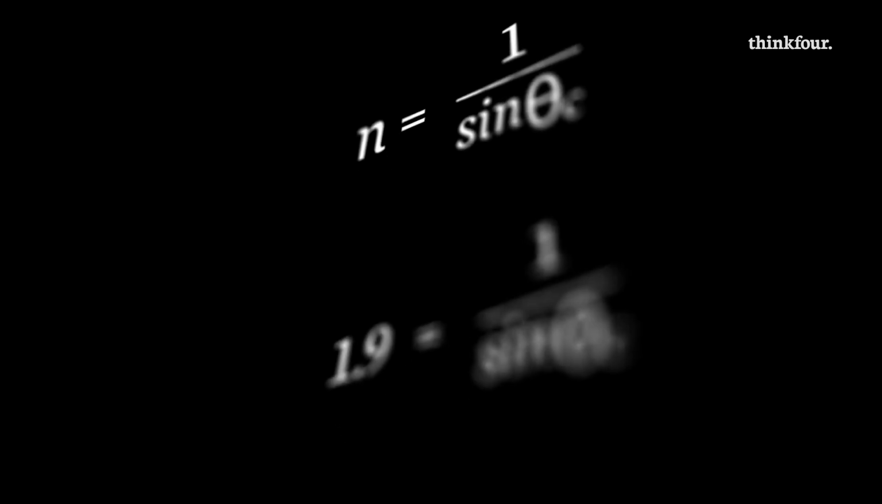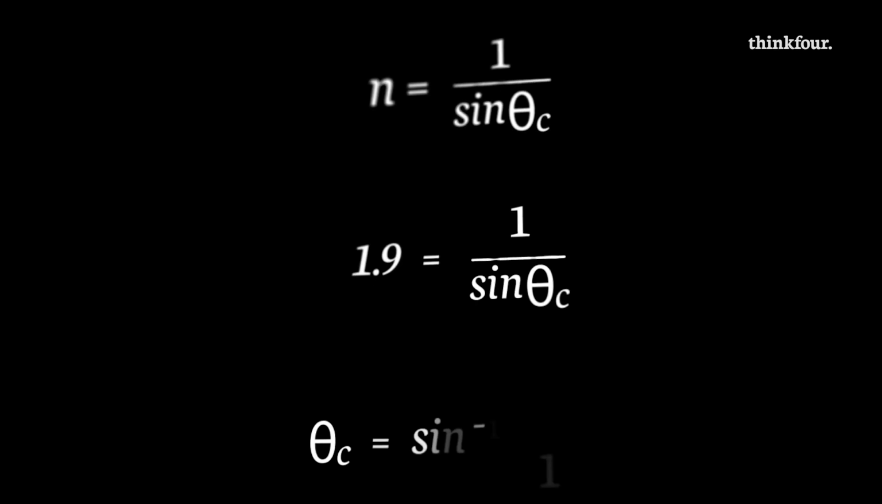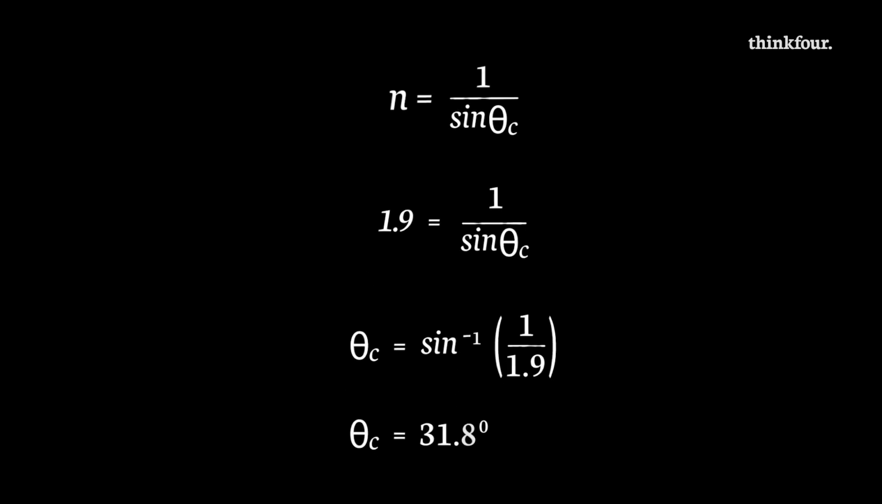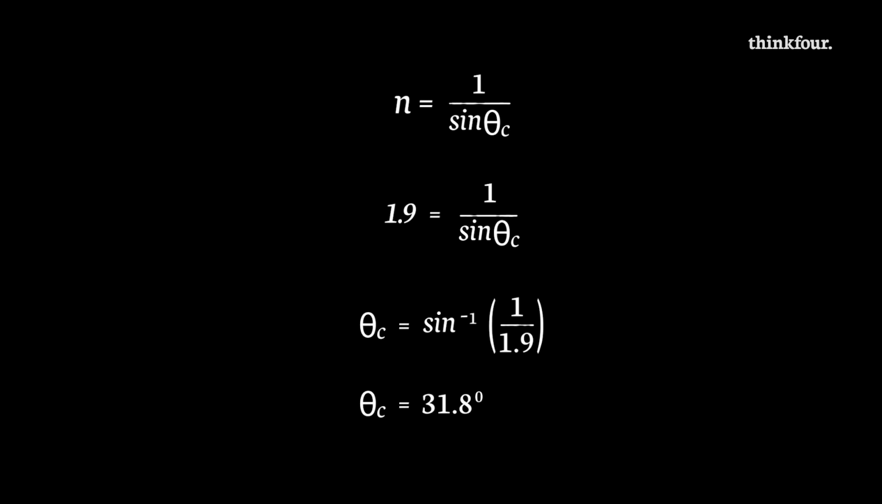Part B asks us to find the critical angle of the glass. For this, we will use our second equation, n = 1 / sin θc. So 1.9 = 1 / sin θc, which can be arranged to θc = sin⁻¹(1 / 1.9), which gives us 31.8 degrees.